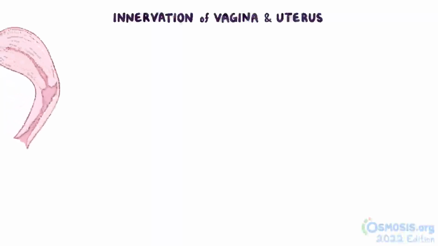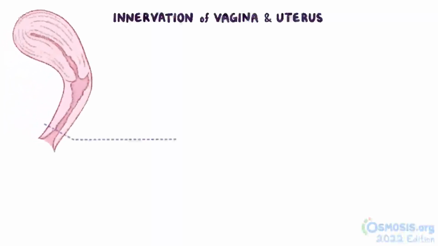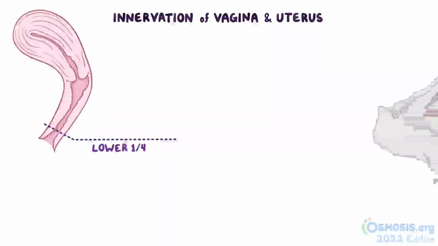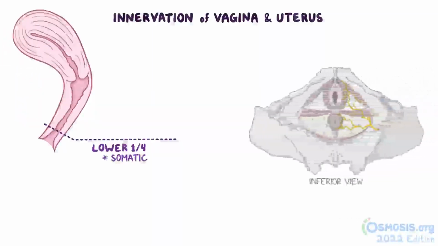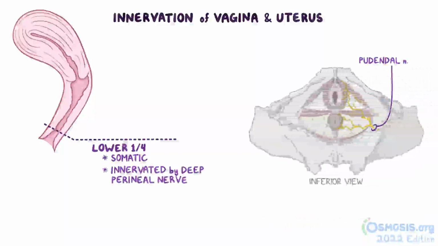Finally, let's discuss the innervation of the vagina and the uterus. The innervation of the vagina divides roughly into an upper 3/4 and a lower quarter. The lower quarter of the vagina is the only portion that receives somatic innervation by a branch of the pudendal nerve, called the deep perineal nerve, making this area sensitive to touch and temperature.